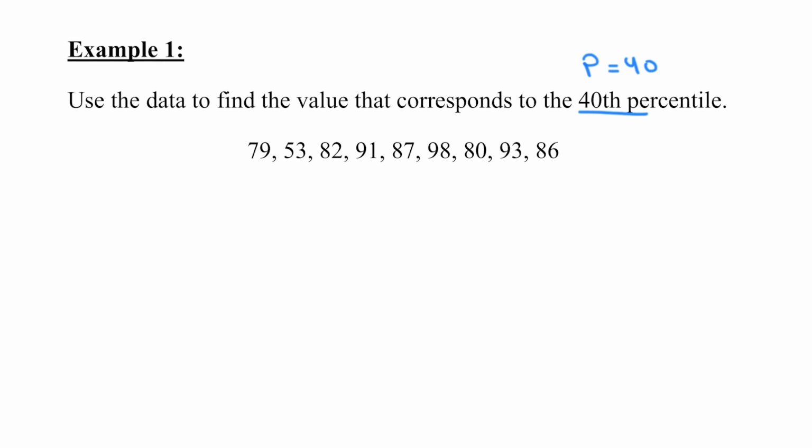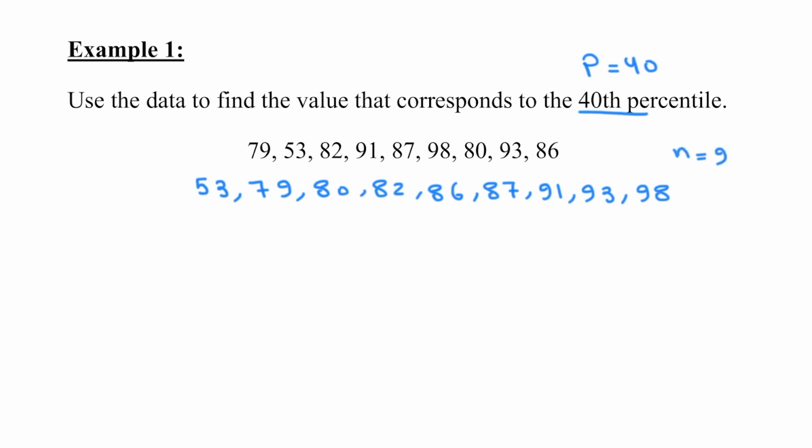So let's write 53, then 79, 80, 82, 86, 87, 91, 93, 98. And as we can see also, we have 9 values in this given data set. So N equals 9. Let's apply the formula.